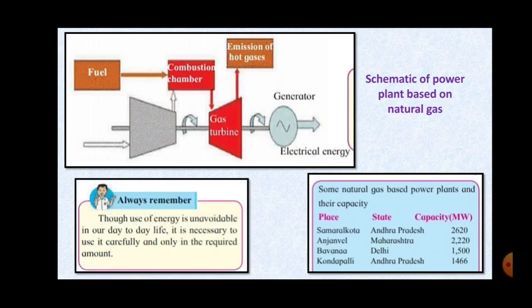Then there are certain things which you should always remember, like the use of energy is unavoidable in our day-to-day life. We cannot survive without energy. So we have to use it. It is not that we can stop using it, but we have to be very, very judicious and very careful whenever using the energy, because energy is something without which we are not able to survive, and we have to use it very judiciously.